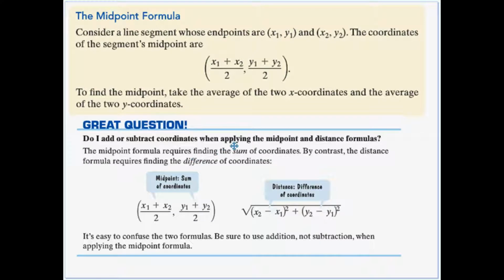And what's this great question? Do I add or subtract when applying the midpoint and distance formula? Easy to get these confused. I see it every year. In the midpoint, you are finding an average, so you add and divide by 2. Here we're finding the length of a side, so we are subtracting, and then we're going to square it at some point.